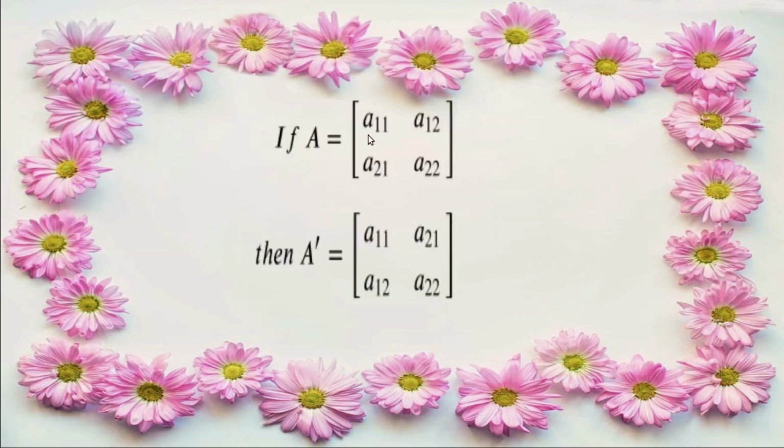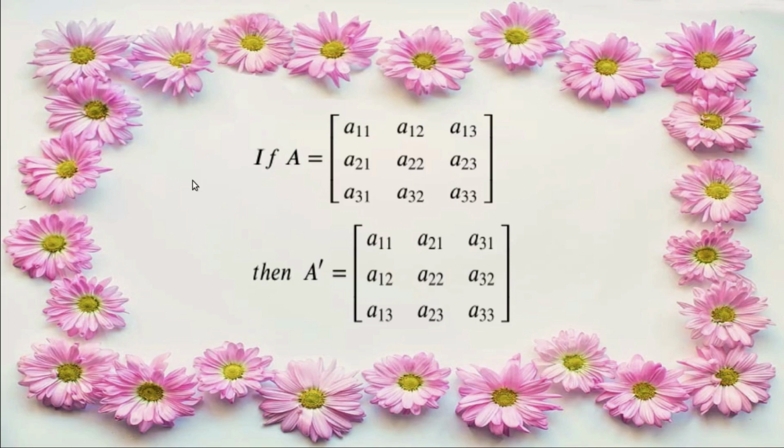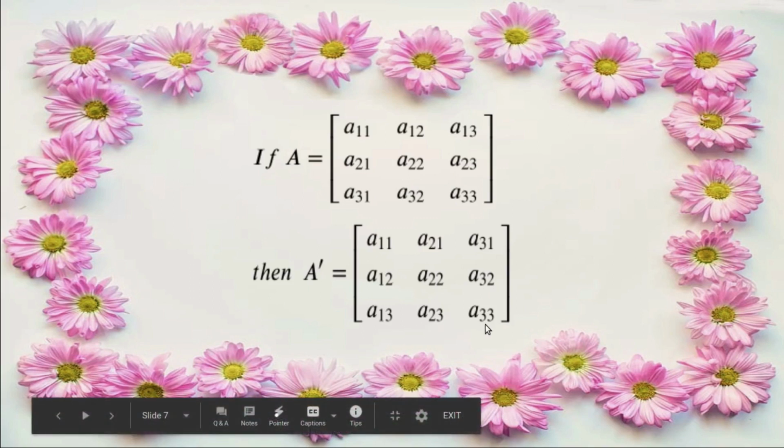If A equal to matrix A11, A12, A21, A22, then A transpose is matrix A11, A21, A12, A22. First row becomes first column. Second row of A becomes second column of A dash. If A equal to matrix A11, A12, A13, A21, A22, A23, A31, A32, A33, then A transpose is A11, A21, A31, A12, A22, A32, third row A13, A23, A33.